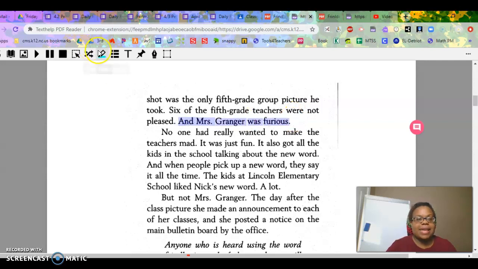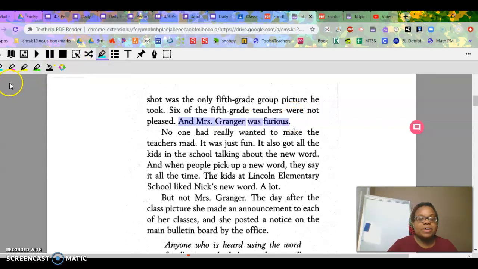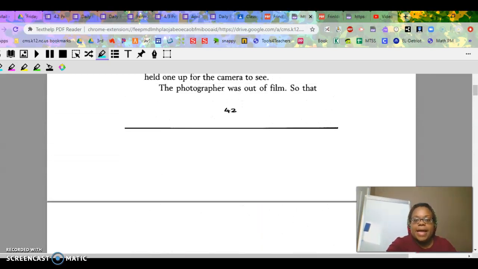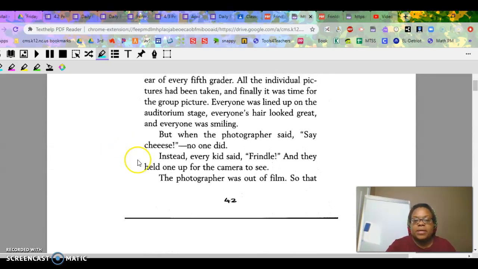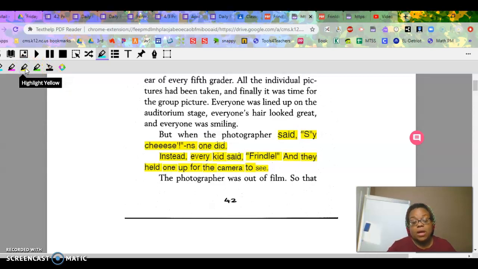So we were focusing on Mrs. Granger. So I'm going to highlight that right there. It tells me how Mrs. Granger is feeling. She is furious. What happened to make her so upset? What did the children do? I go back and I look up here. It says, instead of every kid saying cheese, what did they say? They said Frindle.